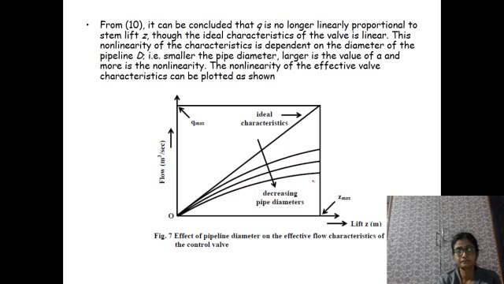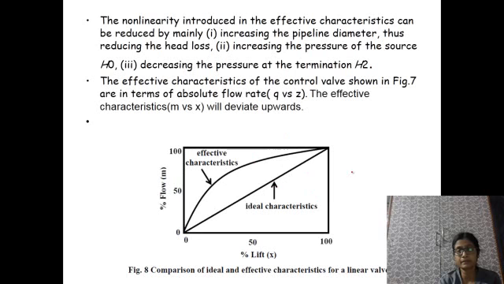So this is the ideal characteristic, and the actual characteristic becomes like this. Now the non-linearity introduced in the effective characteristic can be reduced by increasing the pipe diameter, thus reducing the head loss, and increasing the pressure of the source. So these are the two methods by which the non-linearity can be reduced.